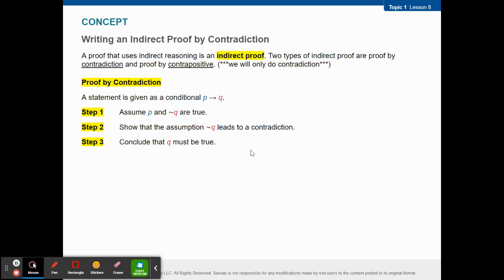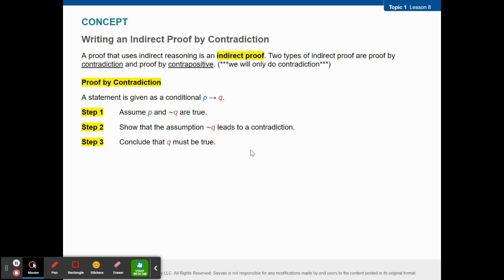All right. Anybody still writing? All right. Now this is something you're going to want to write next to example 2. Writing an indirect proof by contradiction. A proof that uses indirect reasoning is an indirect proof. 2 types of indirect proof are proof by contradiction and proof by contrapositive. We will only be doing contradiction. We're not doing contrapositive.